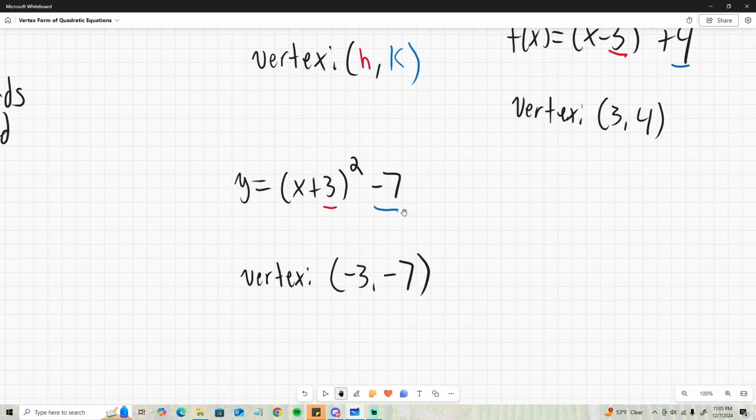Because there was just a plus k normally in our original equation, when I take this -7 from my vertex, I just plug it in directly. I don't need to change the sign on this -7, I just leave it as is.